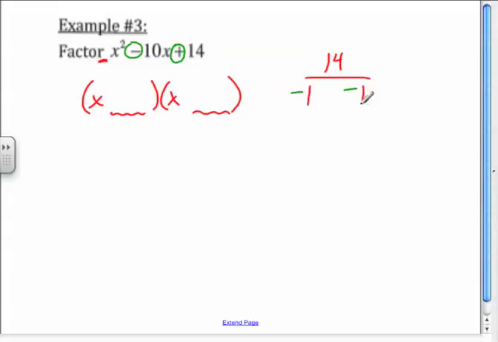I know it can be negative 1, negative 14. It can be negative 2 and negative 7. Whoa, that looks like it. Okay, all right, so let's add them together. If I add these two together, I get negative 15. If I add these two together, I get negative 9, and I'm looking for negative 10.